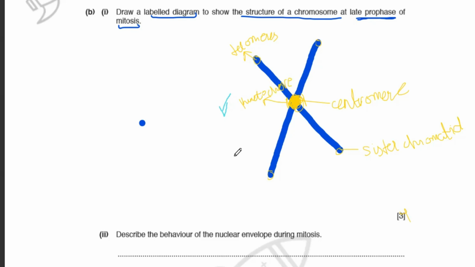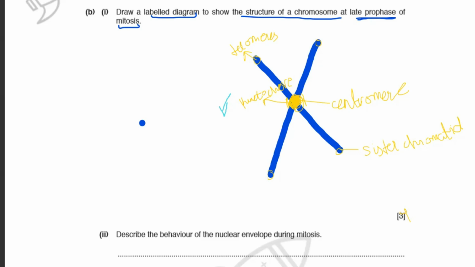So this is what you're going to draw for 4 marks. And for 3 marks, telomere, centromere, sister chromatid is more than enough. Keep this in mind. It's a very important diagram. It's similar to the one we learned in biological molecules, where it was essential to remember how amino acids join to form a peptide bond, or how an ester bond is formed. So it's of equal importance.